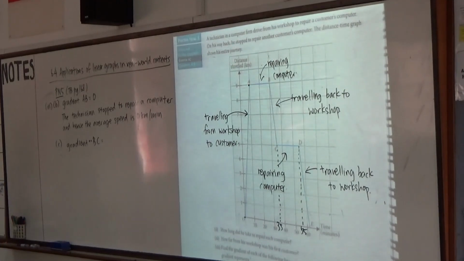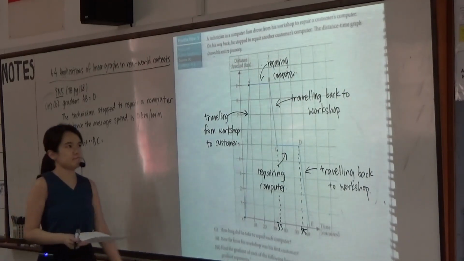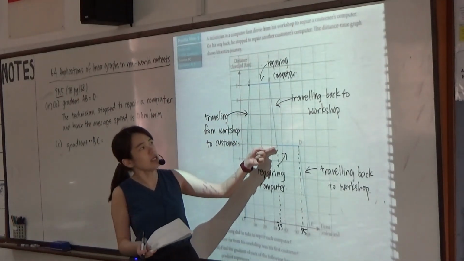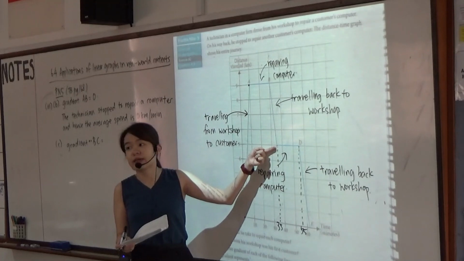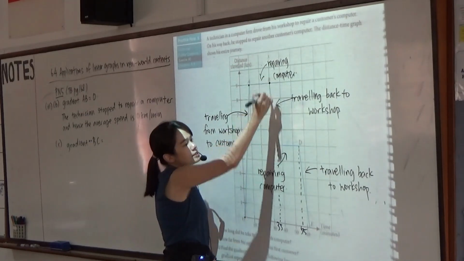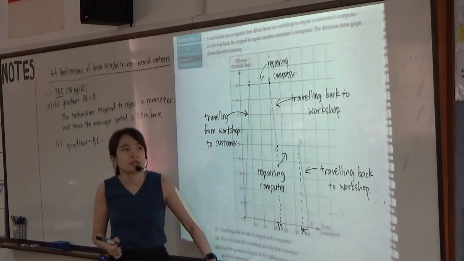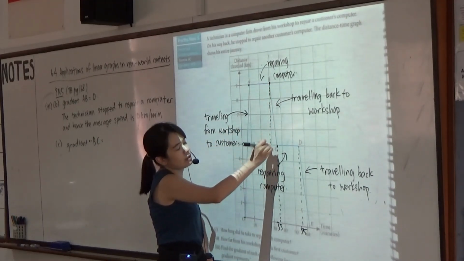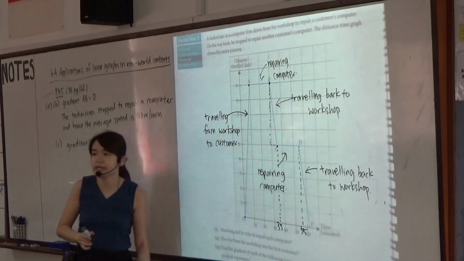Okay, and then next we look at the gradient of BC. So from B to C, right? Okay, we find out what the gradient is. The two convenient points that we can choose will be the start and the end. So the rise itself, what would it be? And for the run, what do you think it will be?